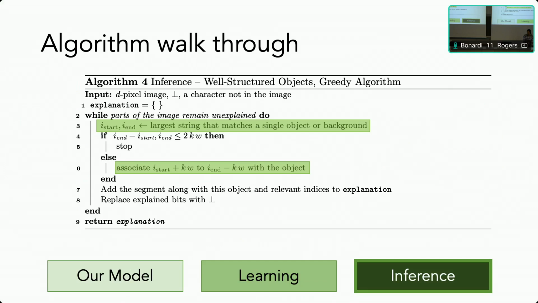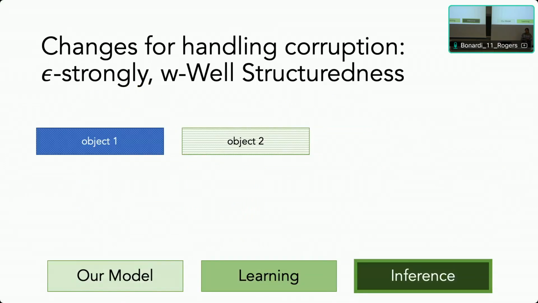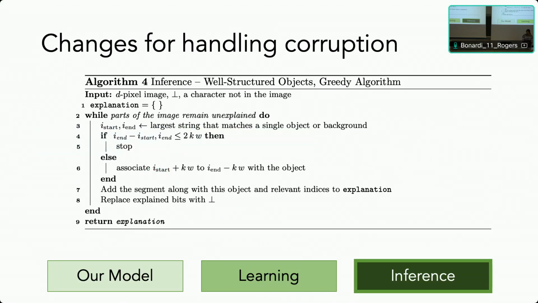The very last thing is, what happens if these objects have some sort of noise? For this, we define a stronger version of the well-structuredness condition called epsilon strongly W well-structured, where we once again compare two substrings of length W, but now they can't even be approximately equal. The Hamming distance between them has to be at least epsilon times W. Before it was just bigger than 0. If we have that property, then we can use the same inference algorithm with just a couple of changes. The objects have to be epsilon well structured, and instead of looking for exact matches, we can look for approximate matches.